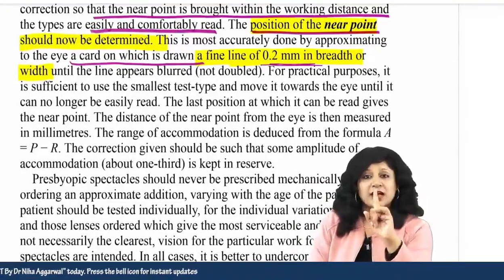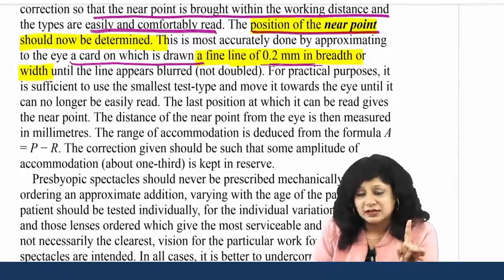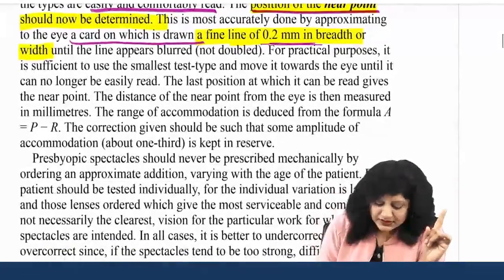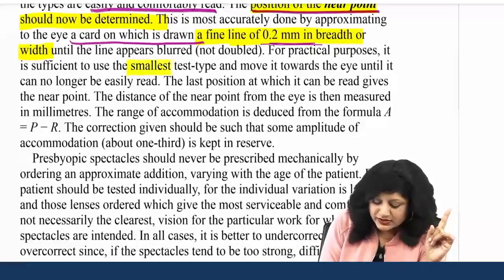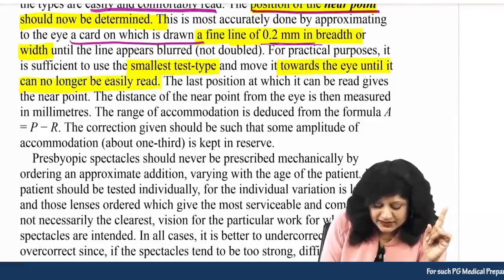So you have to again take it back to where it appears as one; that is the near point. For practical purposes, it is sufficient to use the smallest test type and move it towards the eye until it can no longer be easily read.